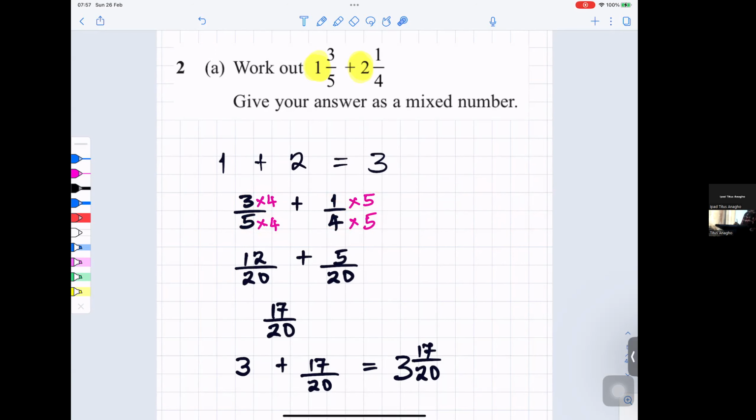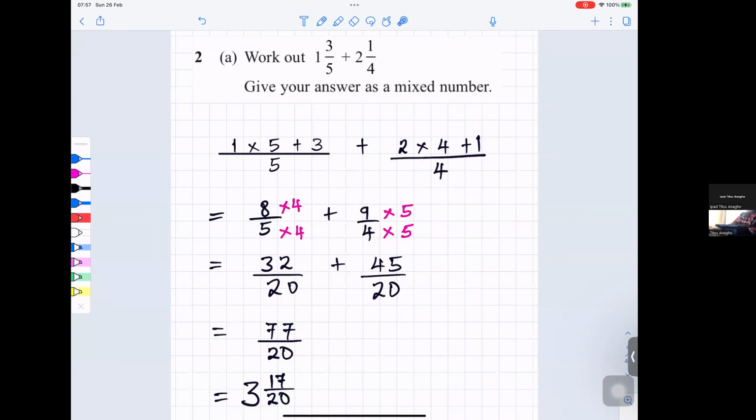So you got 12 over 20 plus 5 over 20. You add the top, the numerator. 12 plus 5 is 17. And the denominator is 20. You put that together, the whole number plus the fraction. 3 plus 17 over 20 gives you 3 and 17 over 20.